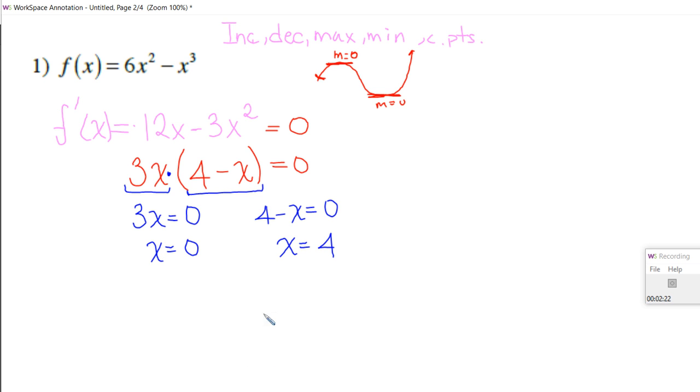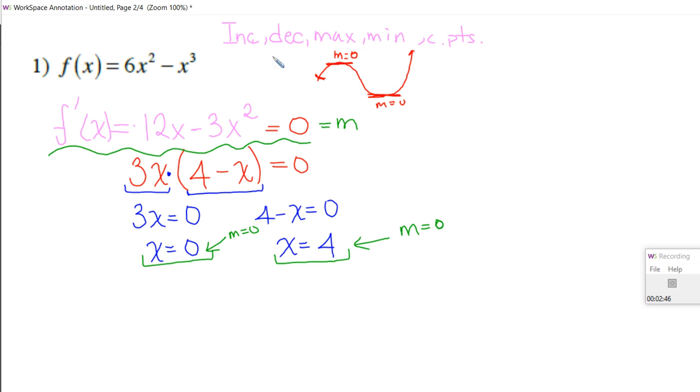Now this is what we just found. We set our derivative equal to 0, which means my slope is equal to 0 at that point. So we're saying at x equals 0 and at x equals 4, my slopes are going to equal 0. That's what we found. So as of right now, wherever the maximum or min is, one of them is going to be at x equals 0, the other one's going to be at x equals 4. Okay?